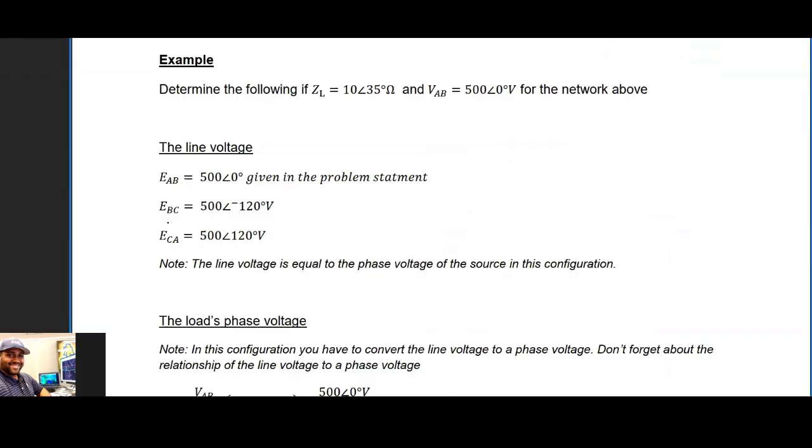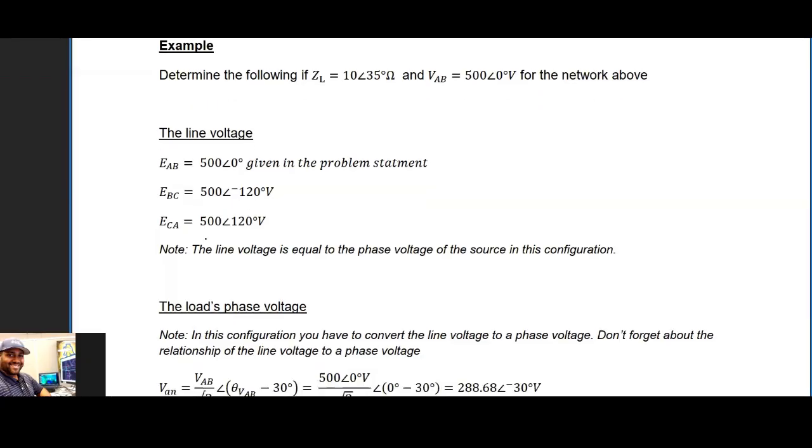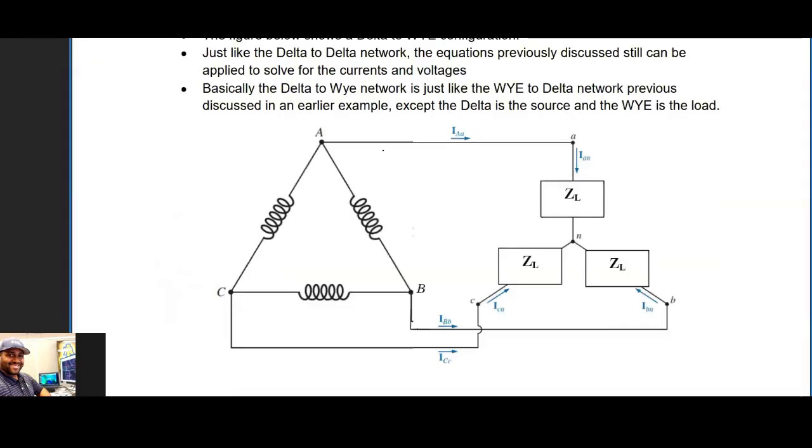All right, so in order to find the other line voltages, the magnitude remains the same. The only thing that changes is the phase angle, which is displaced by 120 degrees. All right, so note the line voltage is equal to the phase voltage of the source in this configuration. So just like before, this phase voltage of the source is connected across two lines. So the line voltage is equal to the phase voltage of this delta source.